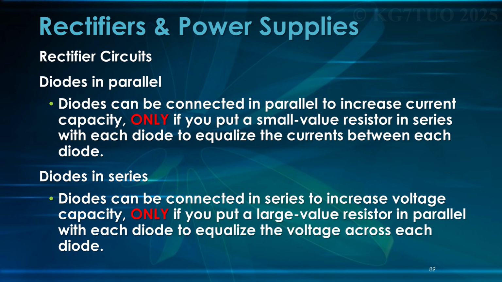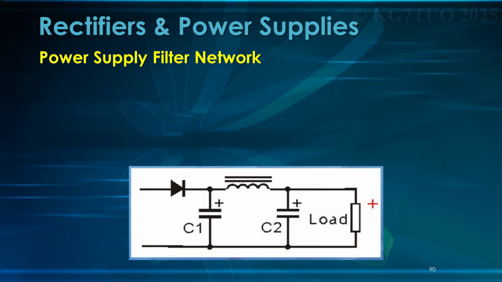Diodes in series. Diodes can be connected in series to increase voltage capacity only if you put a large value resistor in parallel with each diode to equalize the voltage across each diode. Power supply filtering networks. You've got a capacitor, and this is an inductor right there. Is that a transformer? No. No. What's this?